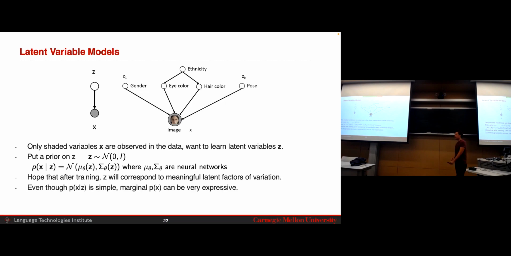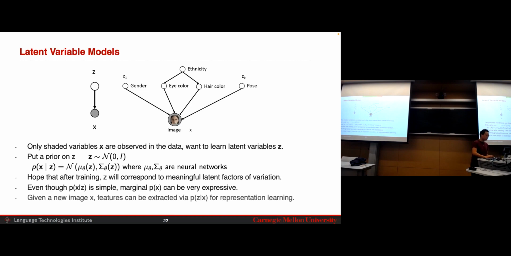And one key idea in latent variable models is that although my P of X given Z is simple, just one Gaussian distribution with parameters given by a neural network, my actual P of X, which is the integral over all Z of P of X given Z, can be very expressive. If there's a sufficient number of dimensions of Z, this actual P of X can be very expressive. It's going to be a very complicated mixture of these individual Gaussians, each P of X given Z.